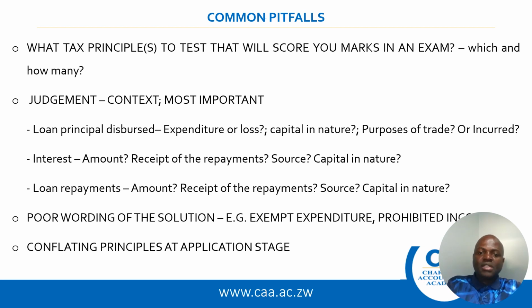You should be worried about amount received, source, or capital in nature. So a once-off business, for example, that's probably what you want to say. No, they lent just once, so it's capital in nature. Assuming that's what you wanted to say, someone then explains that by saying this was not for the purpose of trade or in production of income, which is irrelevant when it comes to gross income principles.